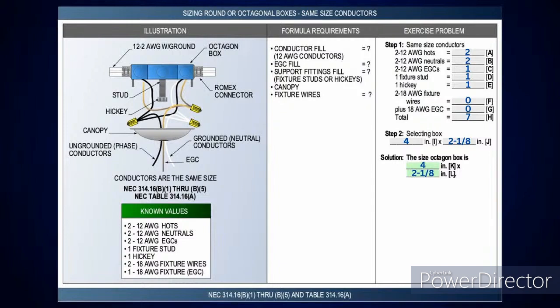All you have to do is remember, if I'm doing any type of box fill calculations here, or I'm doing any type of pulls, or dealing with any type of conduit bodies, all that stuff's going to be in Article 314. The sections you always want to concern yourself with are these: 314.16(B)(1) through (B)(5), Table 314.16(A), Table 314.16(B), and 314.28(A)(1) and (A)(2). As long as you've got all of those, you should be able to follow along with this very simply.